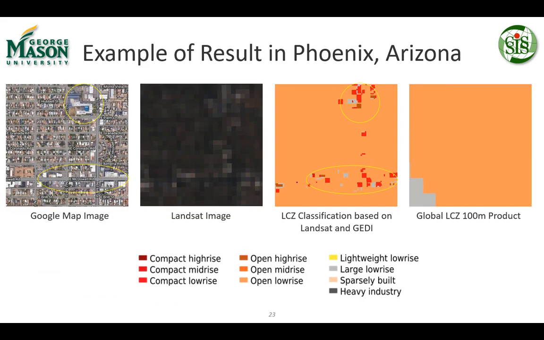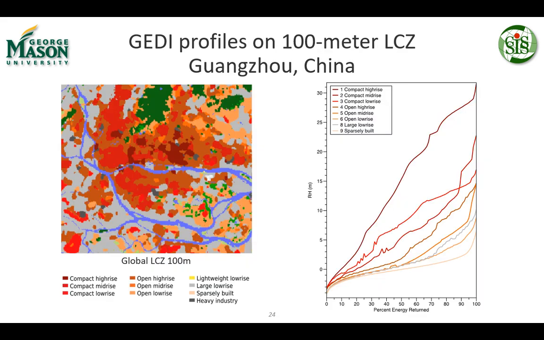And this is a detailed example in Phoenix. This area is high resolution imagery. In WUDAPT, you can see just one class, and we have multiple high density classes. And also with the GEDI data set we can generate other urban parameters like the building height, standard deviation, and other things.